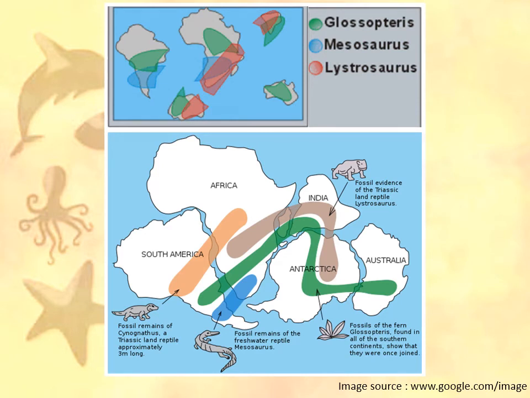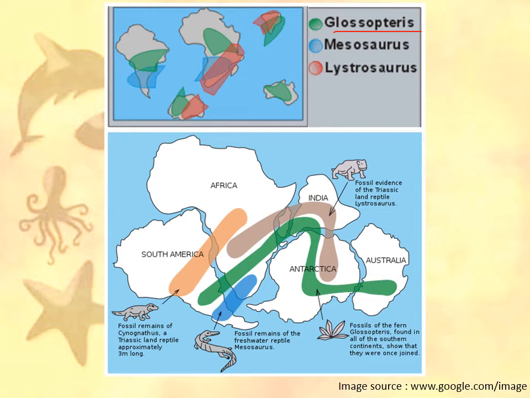Now, one famous example is the upper Paleozoic distributions of some plants and animals: Glossopteris, Mesosaurus. Glossopteris is a leaf. Mesosaurus and Lystrosaurus are reptiles. If you see the distributions of these plants and animals, they are found in almost all these landmasses, that is in India, in Madagascar, in South Africa, in South America, in Antarctica, in Australia.